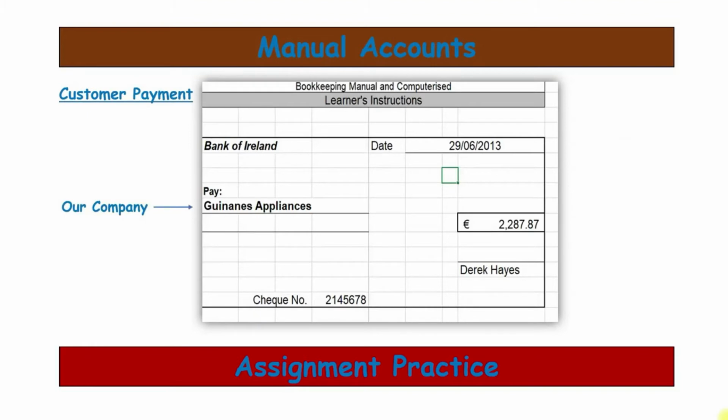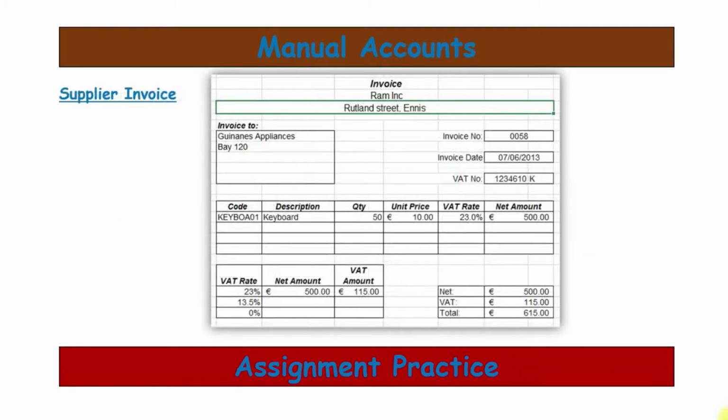This page shows our company being paid by our customer, therefore this is a customer receipt. In the document shown you will see that our company name is in the Invoice To box, and the supplier's name is at the top of the document. Therefore this is a supplier invoice. Pay attention at all times to the VAT rate. Not every invoice in the assignment will be at 23%.